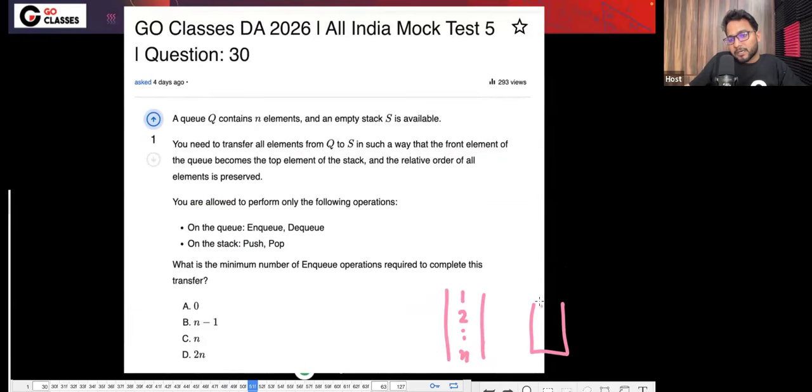Which means ultimately this should be the situation, n, n minus 1, n minus 2, like this. And the relative order of all elements is also preserved. You are allowed to perform only enqueue, dequeue, push and pop. What is the minimum number of enqueues that you have to do to complete this transfer?